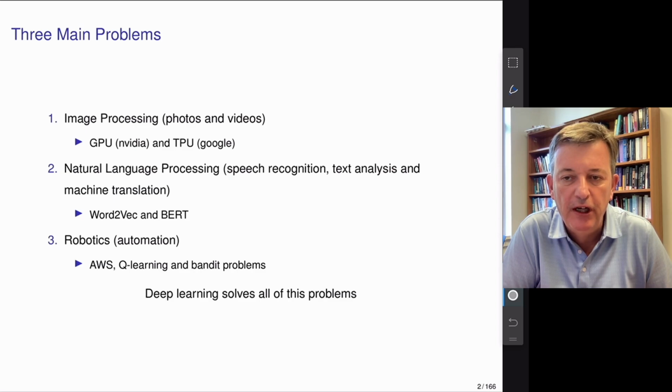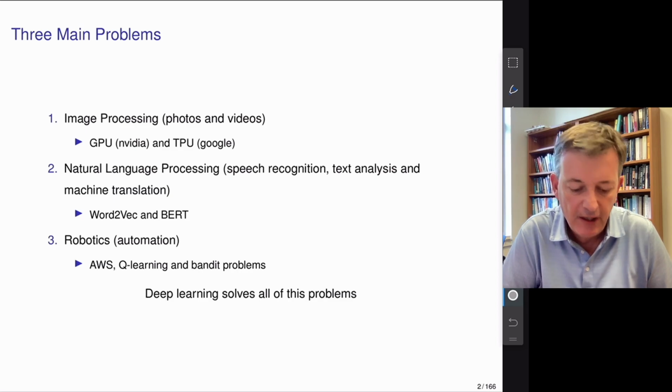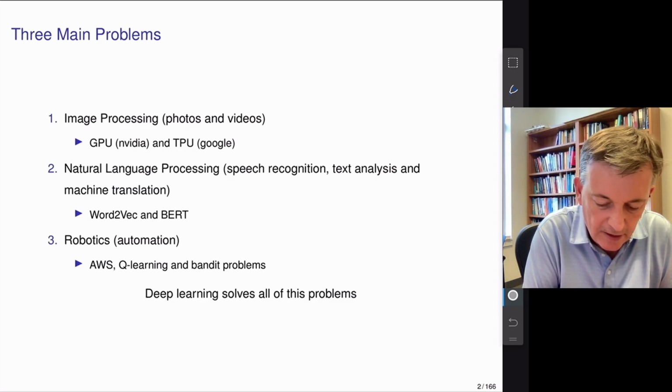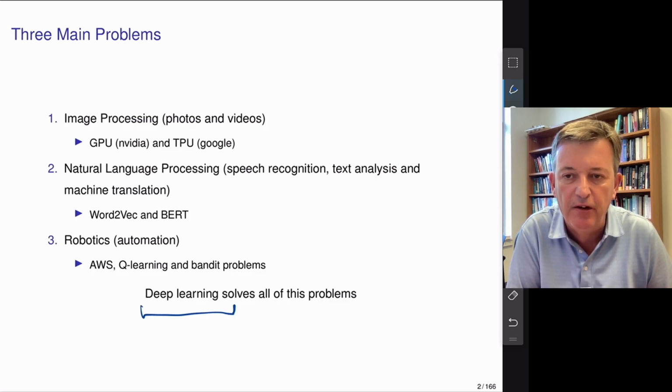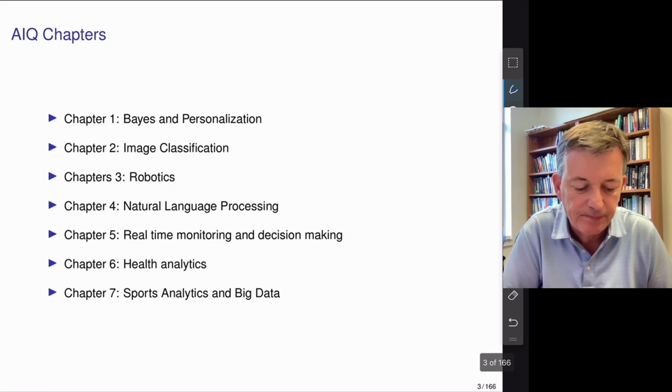There's something called Q-learning or reinforcement learning, which is really an old set of techniques due to Richard Bellman in the 1950s. For example, Amazon Web Services uses these things. There's also a class of problems called bandit problems that John Gittins worked on theoretically in the 1970s, but with modern day computing, these things can be implemented in real time on large data sets. And as I said, maybe the key insight is that deep learning will solve all of these problems. So we'll also talk about the mathematics and algorithmic properties of deep learning.